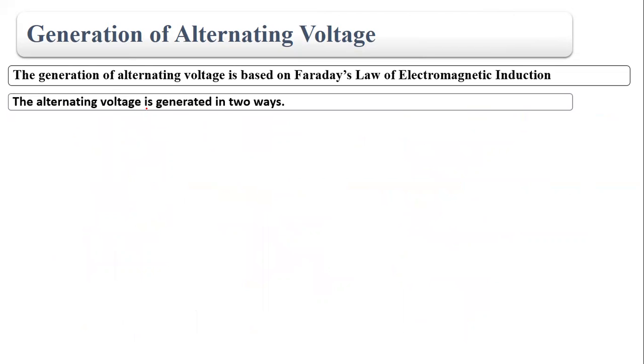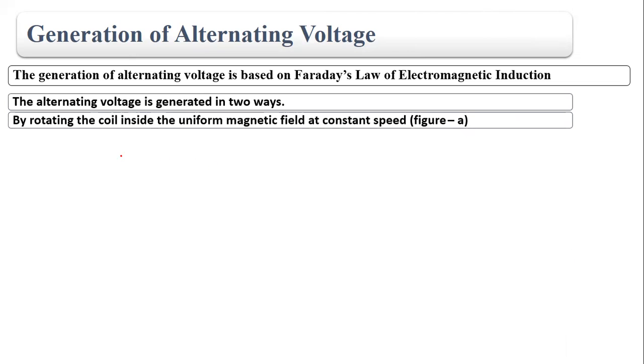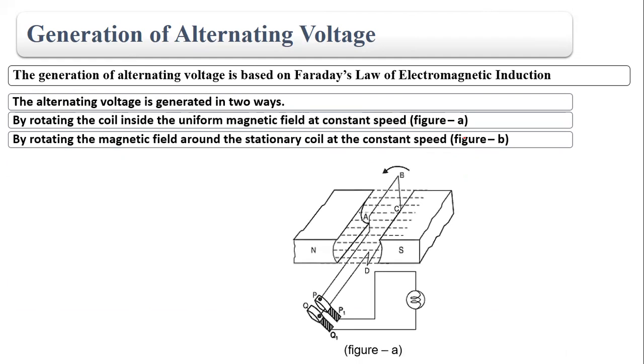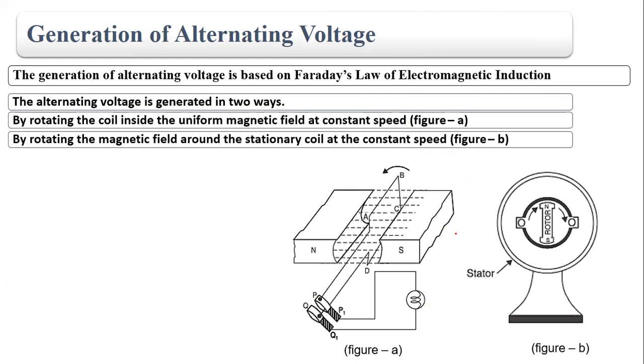So the alternating voltage is generated in two ways, as I discussed just now: by rotating the coil inside the uniform magnetic field, or by rotating the magnetic field around the stationary coil at a constant speed. These two representations are shown here in figure A and figure B.